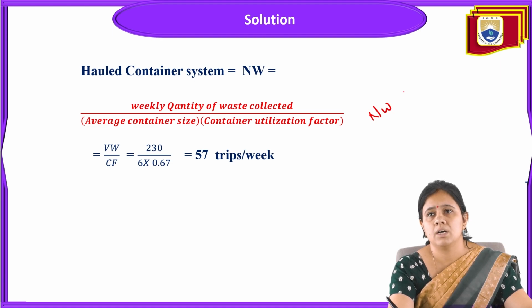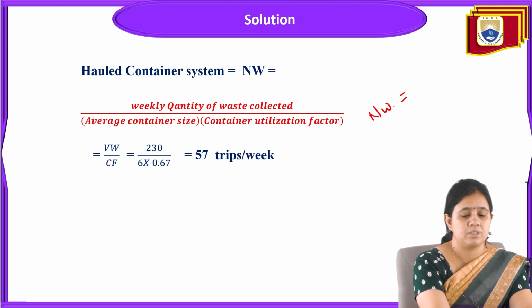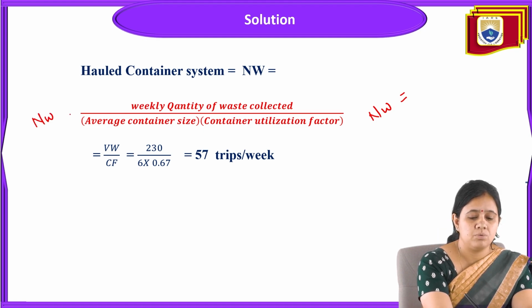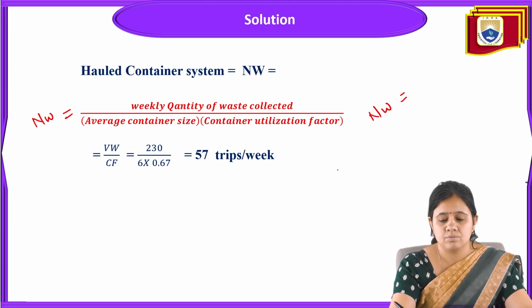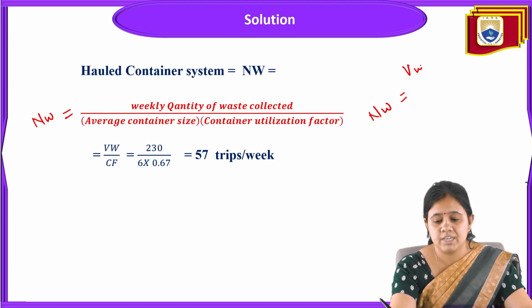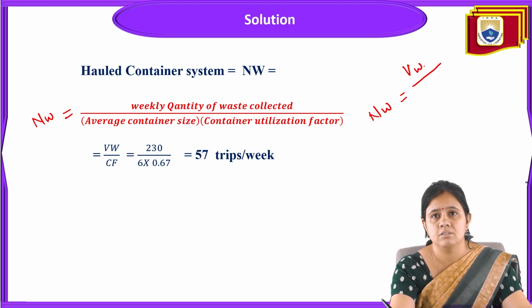Next we'll discuss NW. NW for the haul container system is equal to the weekly quantity of waste collected, VW, divided by the average container size, C, times the container utilization factor, F. So NW equals VW upon C times F, where F is the factor which will be given.